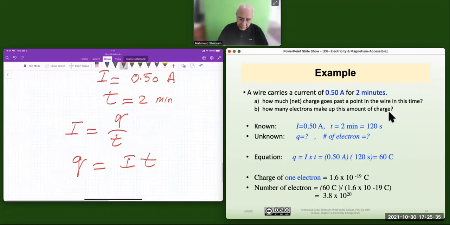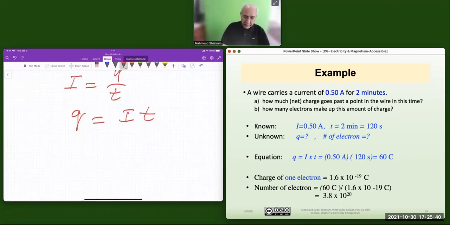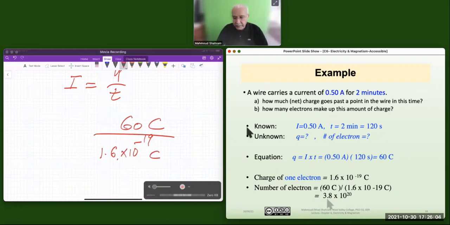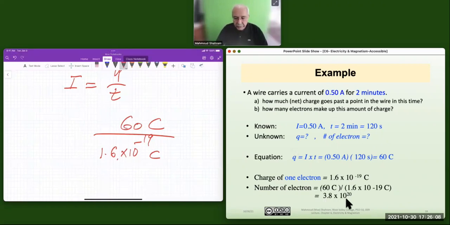So remember, we said one electron has a charge of 1.6 times 10 to the minus 19 coulomb. But now we have how many coulombs? We have 60 coulombs. So 60 coulombs divided by this gives us 3.8, almost 4, times 10 to the 20 electrons.